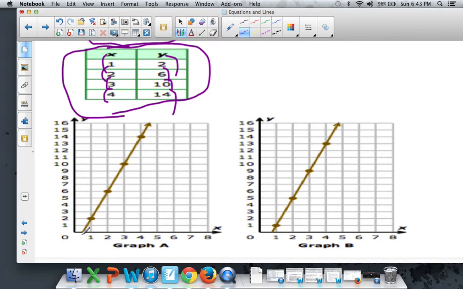1, 2, check it out. There's 1, 2. All right, see? 1, comma, 2. All right. How about 2, 6? 2, comma, 6. I think this one's working out for us. Let's make sure. 3, 10. 3, comma, 10. Yep. This is the one.